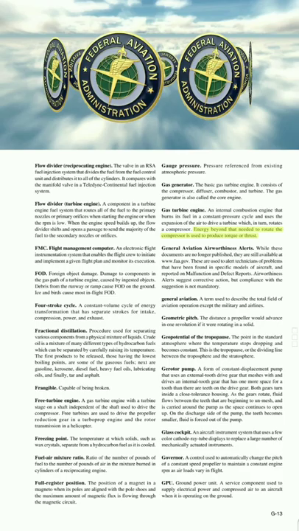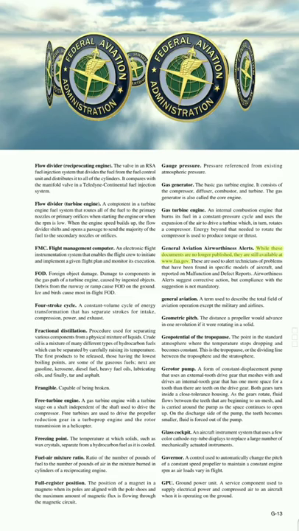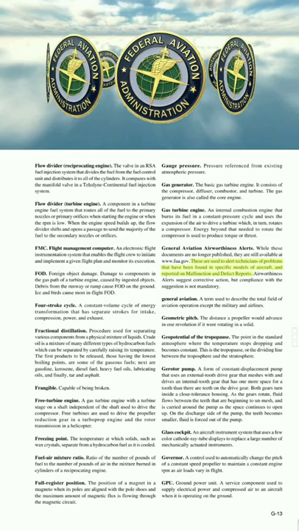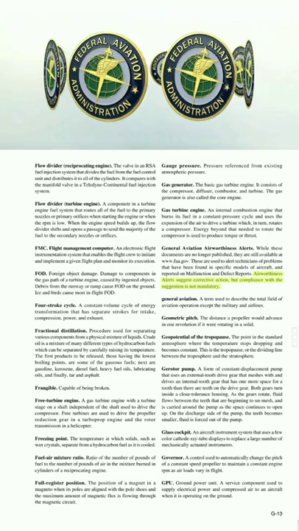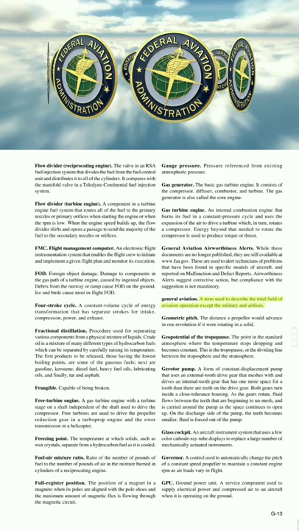General Aviation Airworthiness Alerts. While these documents are no longer published, they are still available at www.faa.gov. These are used to alert technicians of problems that have been found in specific models of aircraft and reported on malfunction and defect reports. Airworthiness alerts suggest corrective action, but compliance with the suggestion is not mandatory. General Aviation. A term used to describe the total field of aviation operation except the military and airlines.